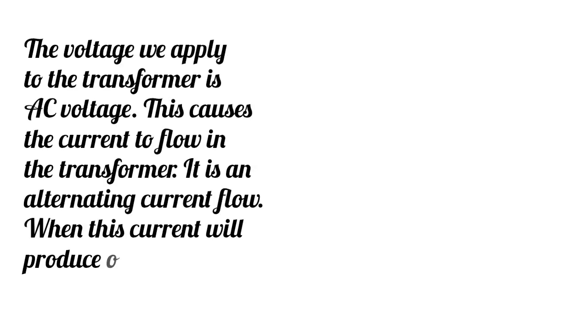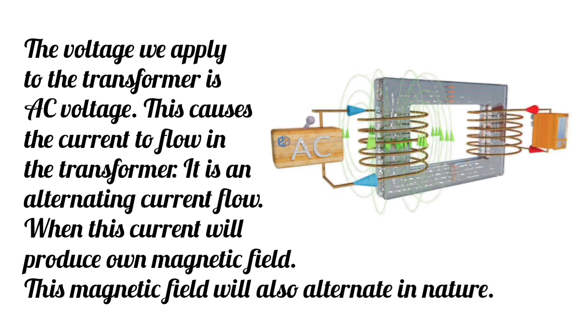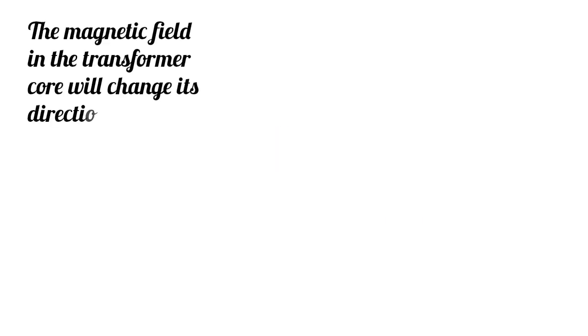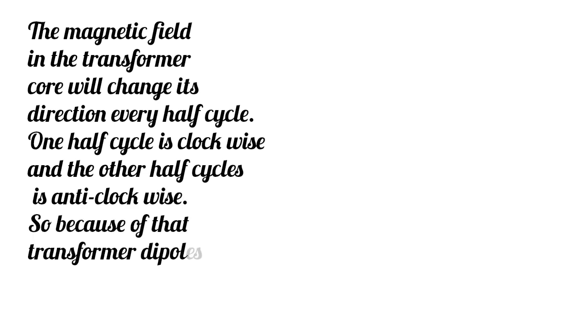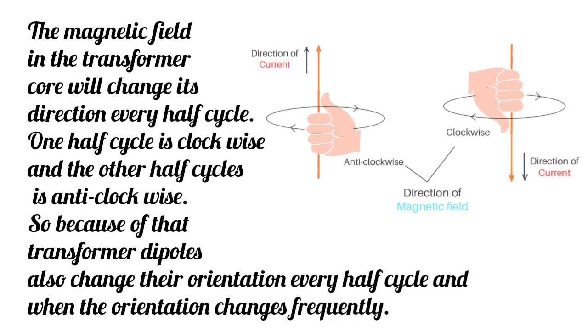The voltage we apply to the transformer is AC voltage. This causes the current to flow in the transformer. It is an alternating current flow. This current will produce its own magnetic field. This magnetic field will also alternate in nature. The magnetic field in the transformer core will change its direction every half cycle. One half cycle is clockwise and the other half cycle is anti-clockwise.